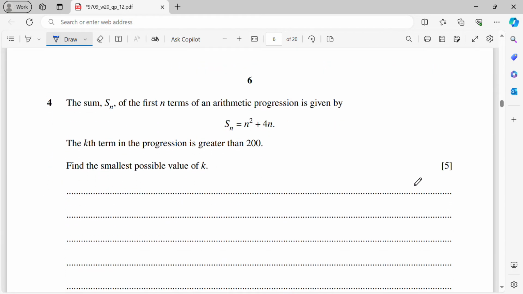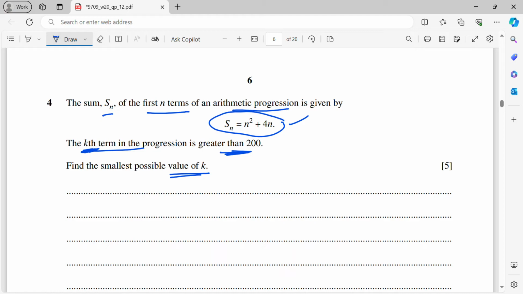Okay, now question number 4. The sum Sn of the first n terms of an arithmetic progression is given by this expression. Now the k term in the progression is greater than 200. Find the smallest possible value of k. For your information, this is your Sn. You need to find out Tk is greater than 200.